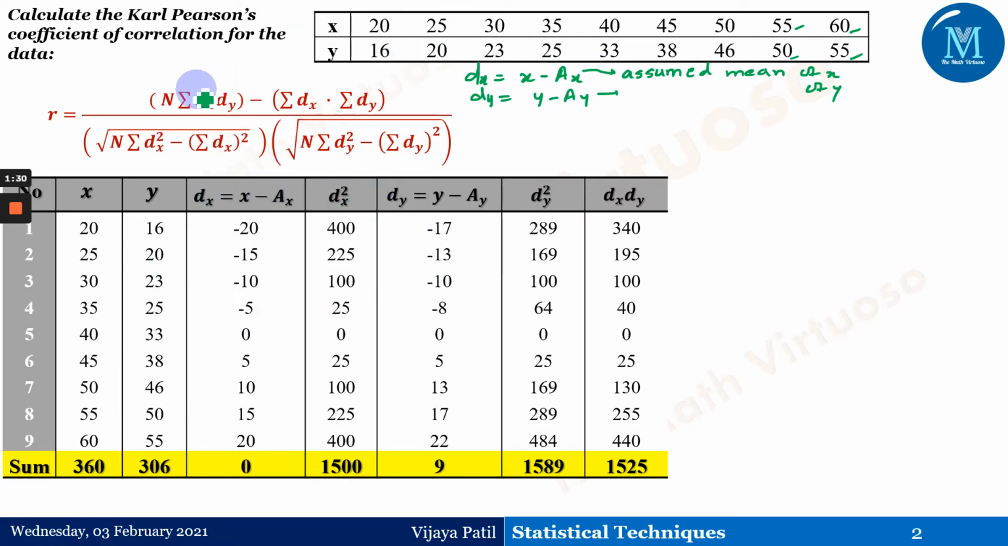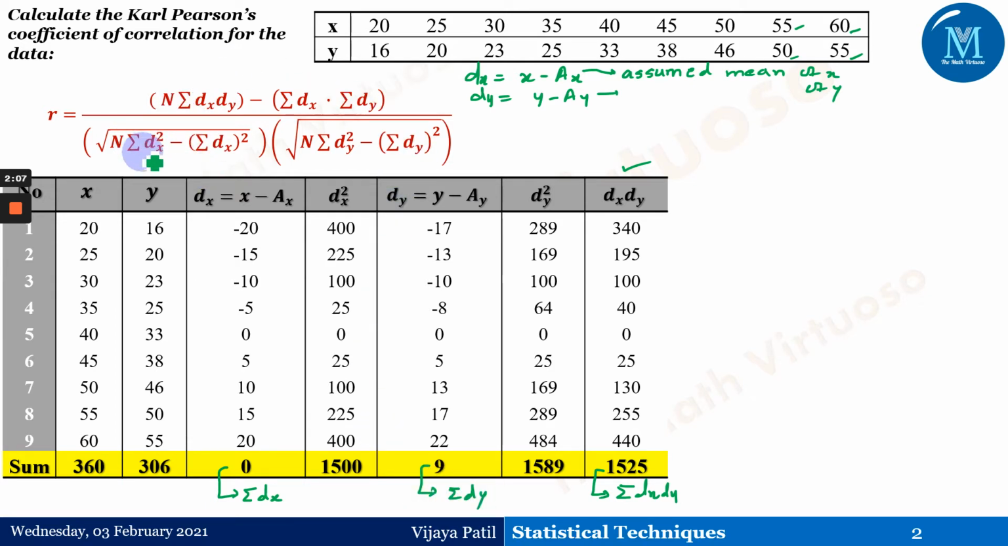So what I need is summation of dx dy, and summation of dx dy I'll be getting here. So summation of dx dy is this number. Then I need summation of dx, that means I need the column of dx. Dx is x minus ax, and this is 0, which is summation of dx, right? Then we need summation of dy, that means we need a dy column. Dy is nothing but y minus ay, and this is the column for summation of dy, right?